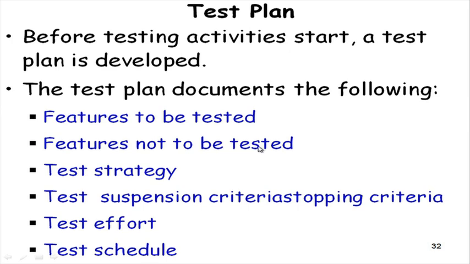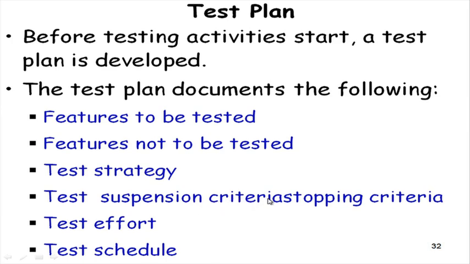Maybe for a specific release, we are not planning to release some features, they have been coded, but then not planning to release to the customer. So, we need not test that. What are the different test strategies that will be employed? So, in black box testing, do we do equivalence testing, boundary value testing, condition testing, combinatorial testing, etc., etc.